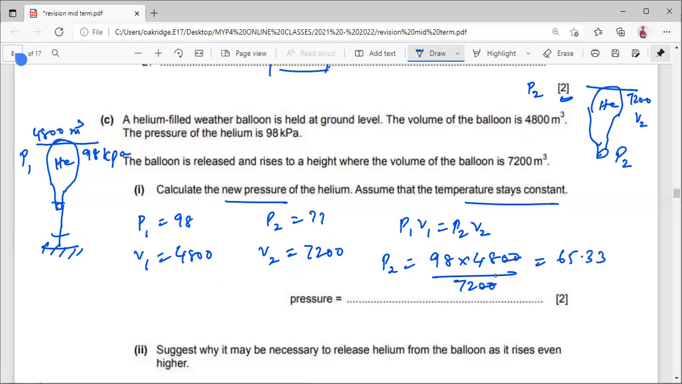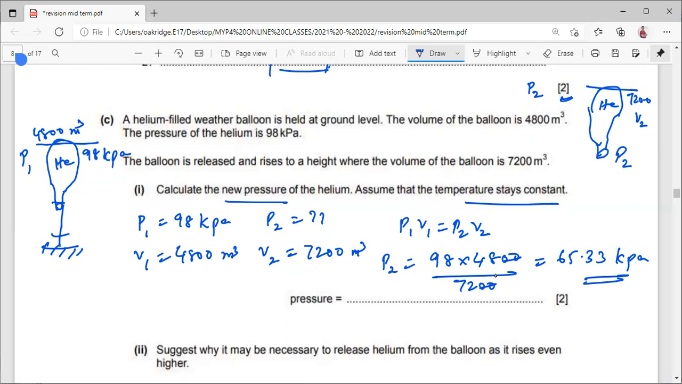What is the unit now? What was the unit here? 98 is in kilopascals. That is where this is very important. This is meter cube, this is meter cube, so they cancel, and you have kilopascals here. So 65.33 kilopascals is the answer.